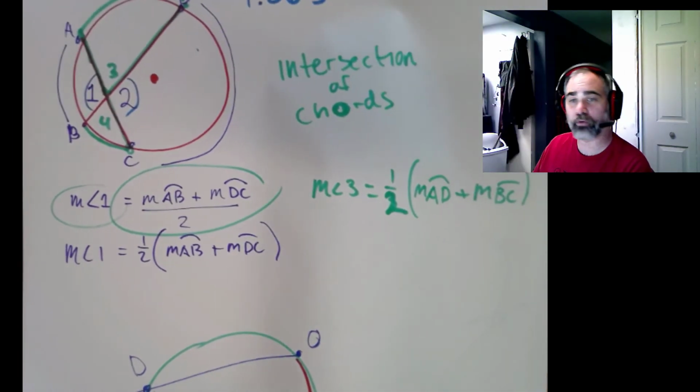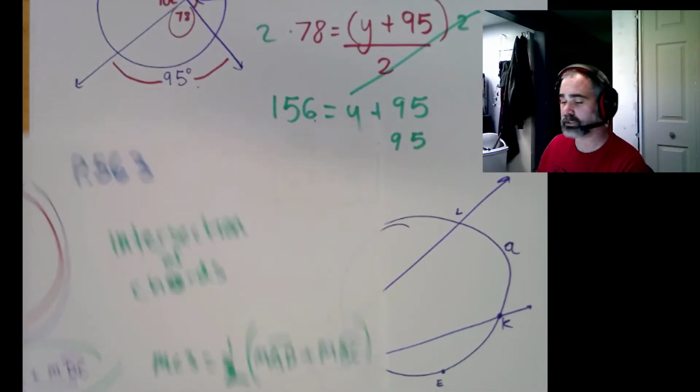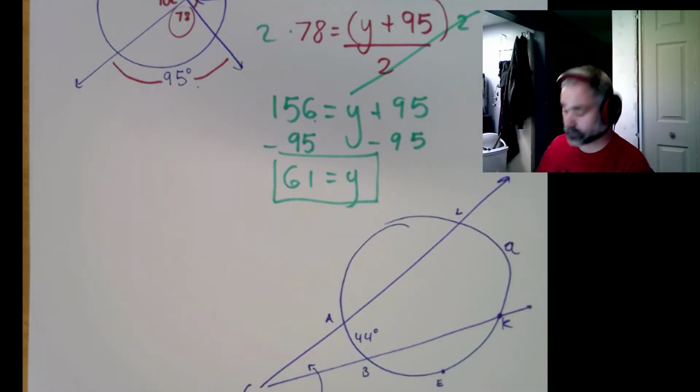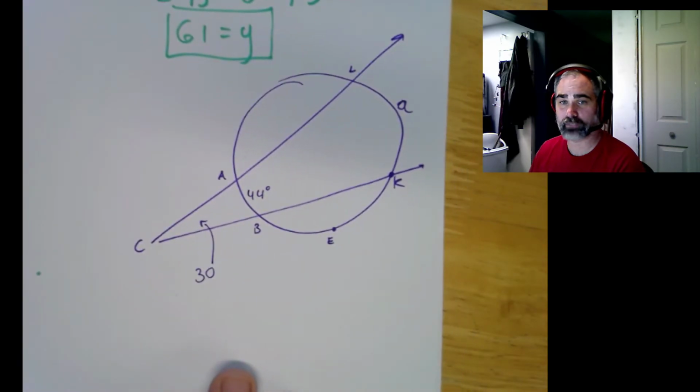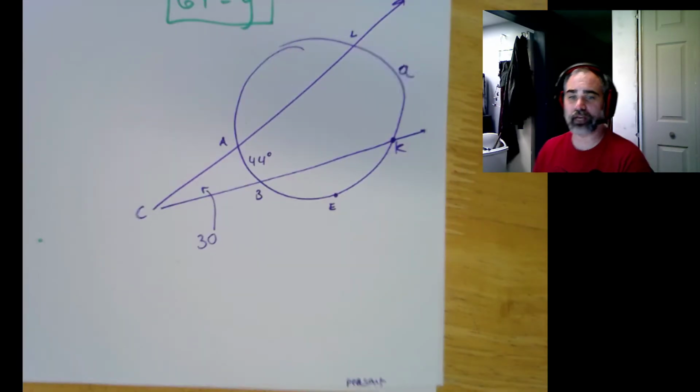You're never going to have more than one variable in a geometry math problem unless you have 2 equations to solve for it. Okay? And you're not having 2 equations here. All right? This is your next problem. Go ahead and press pause and try this one.